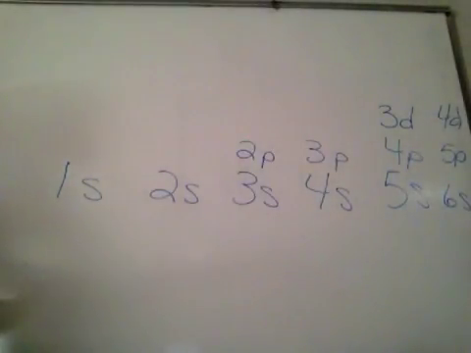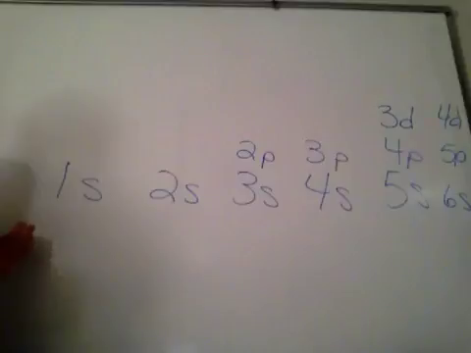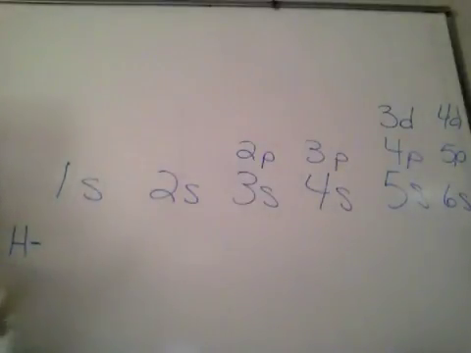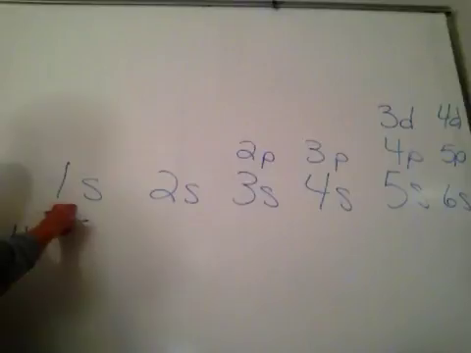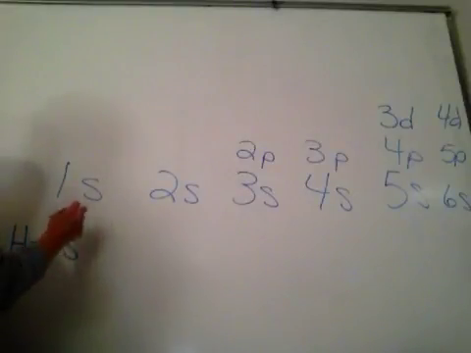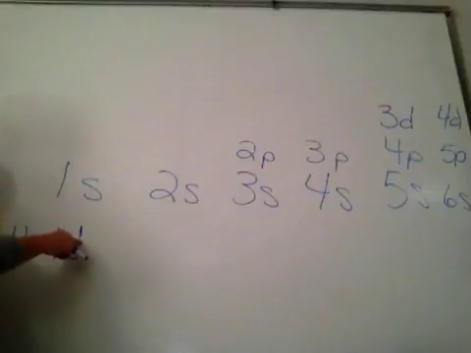This is how I figure out my configuration. So if I look at hydrogen, all I want to know is how many total electrons hydrogen has. How many? 1. It's atomic number 1, it has 1. So the electron configuration for hydrogen would be 1s1. Because there's only one electron, it goes in the s orbital.